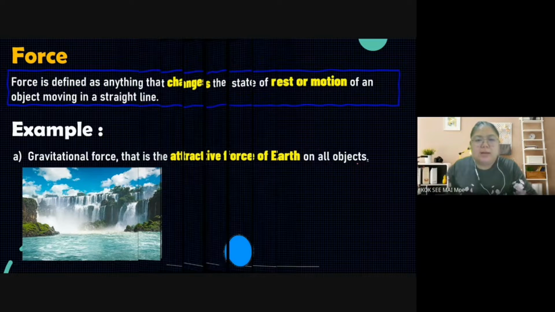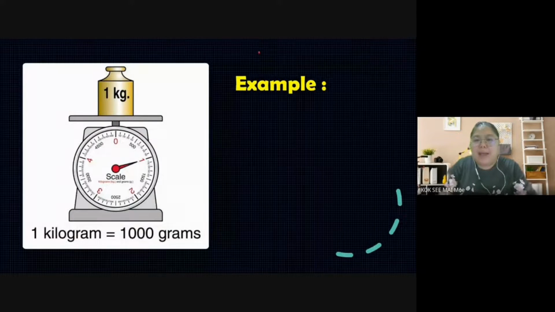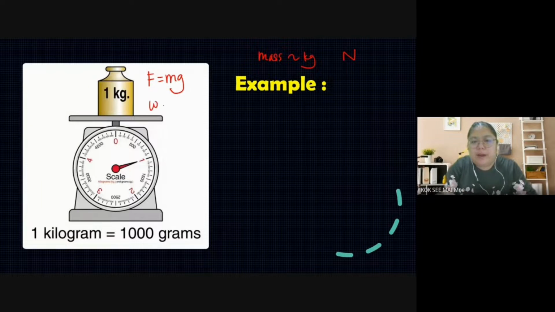So we got another example of force. We got weight. Normally we talk about mass, in kilogram. If you talk about force, force already is Newton. So from here, we need to convert our weight to Newton by using this formula. Suppose we write W equals mg. m is your mass. So this one is a gravitational force.